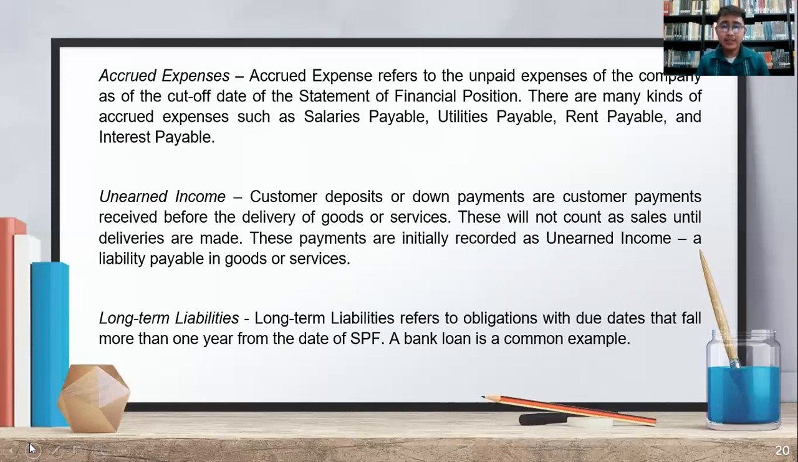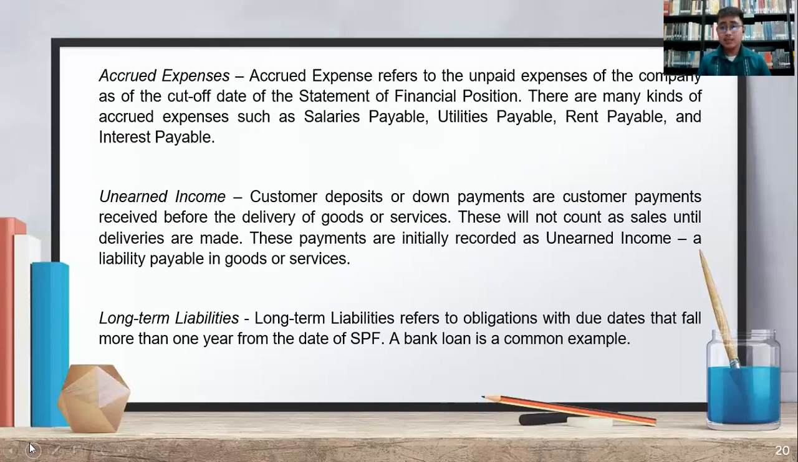Next, we have the unearned income. So the customer deposit or down payment or customer payment received before the delivery of goods or service. So this will not count as sales until the deliveries are made. These payments are initially recorded as unearned income or liability payable in goods or service. So dito po, the customer or the client is already giving a deposit to the company as a payment for the product or service that they are going to receive.